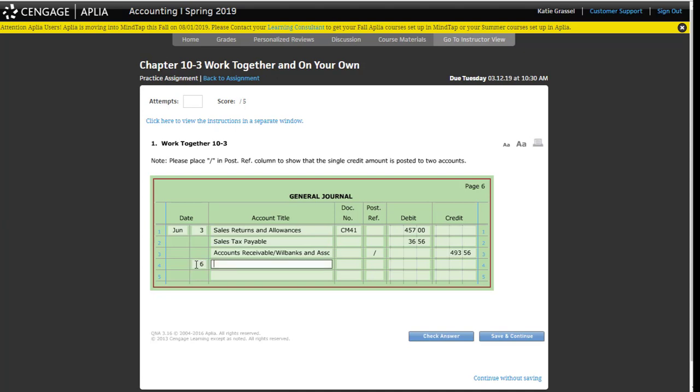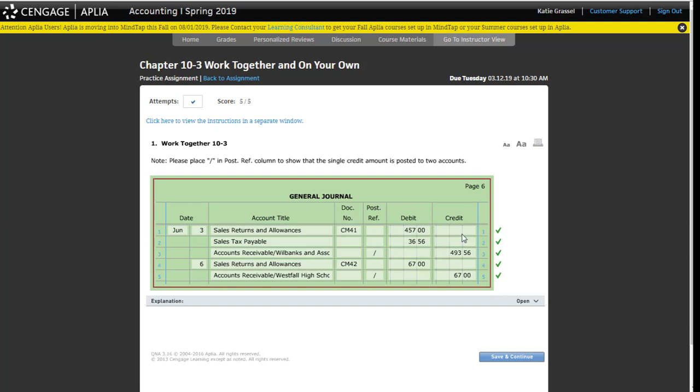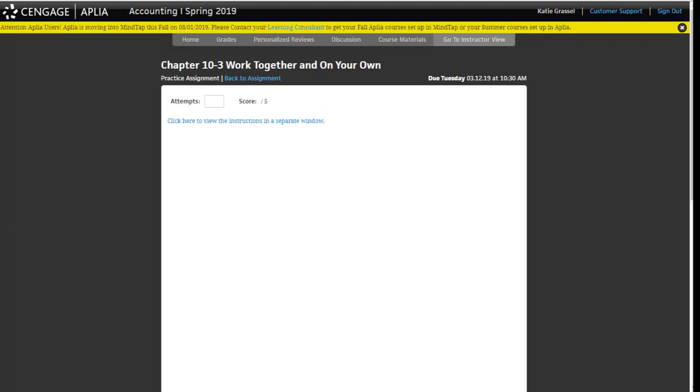The date is the 6th. Granted credit to Westfall High School for damaged merchandise, $67, no sales tax from S345, CM43. So we'll do sales, returns, and allowances, CM42, for $67. And accounts receivable, Westfall High School, with a slash in the post reference, $67. Try that on your own. You should be able to rock it out without too much trouble.